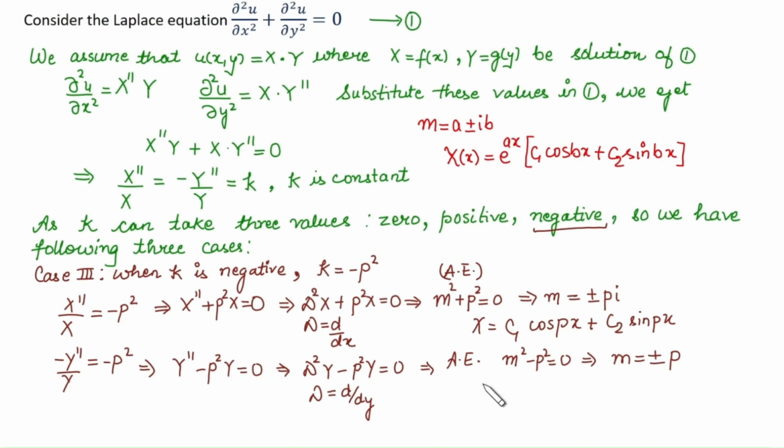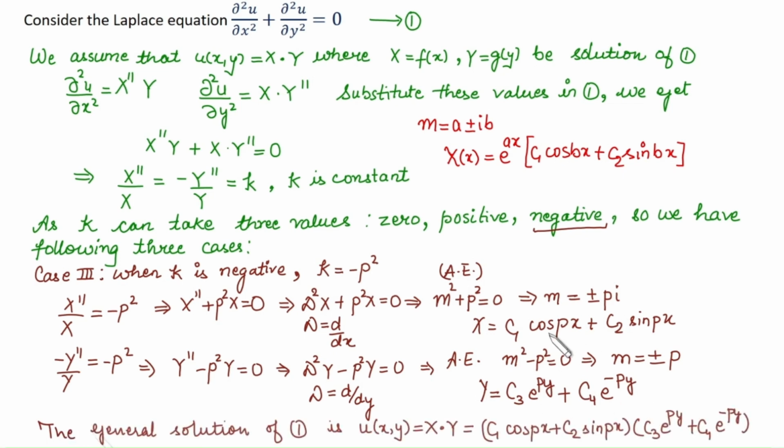Because of that, we can write y equal to some constant, let it be c3, e raised to the power of the first root, p, into the variable y, plus another constant c4, e raised to the power of the next root, minus p, into the variable y. As we have x and y, we can write the general solution as the product of x and y. So this is how we solve the Laplace equation with the help of the method of separation of variables.